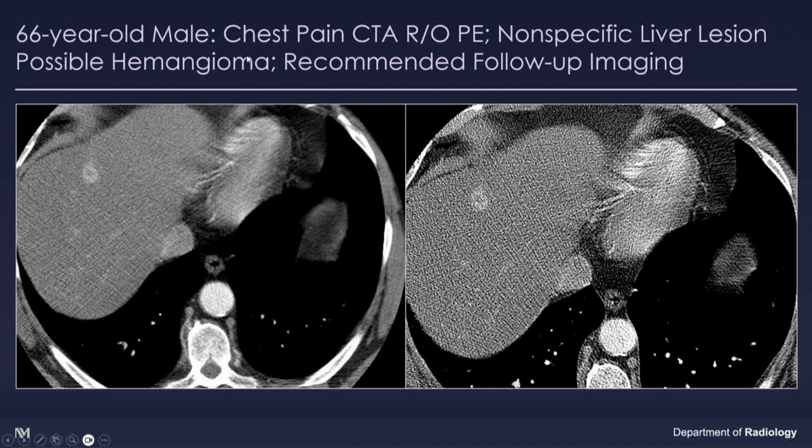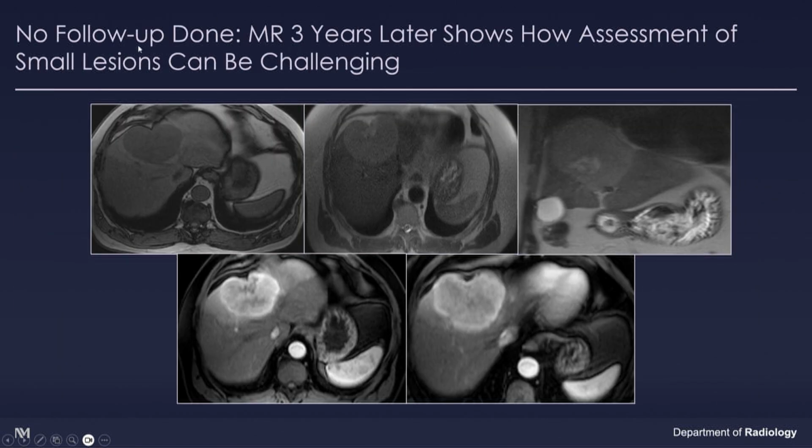This is a 66-year-old who had a CT angiogram that showed a nonspecific liver lesion, read as a hemangioma most likely, with follow-up recommended. Fortunately, they did end up not doing the follow-up. So what happened here? This is 3 years later. Clearly it wasn't a hemangioma, right? It's got some volume loss. It's not bright on T2. It's enhancing. And this was a cholangio, unfortunately, and the patient ended up expiring.